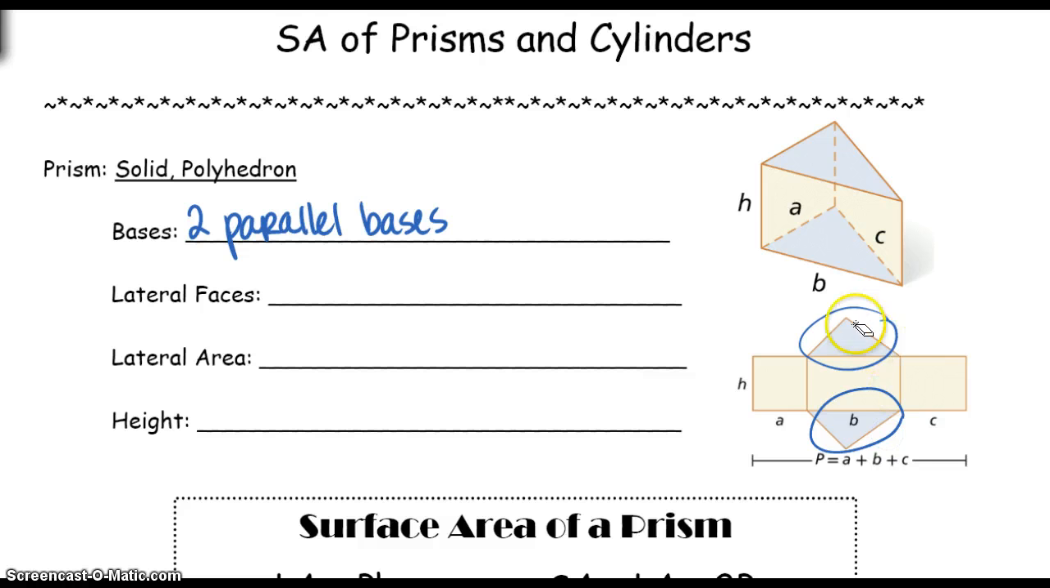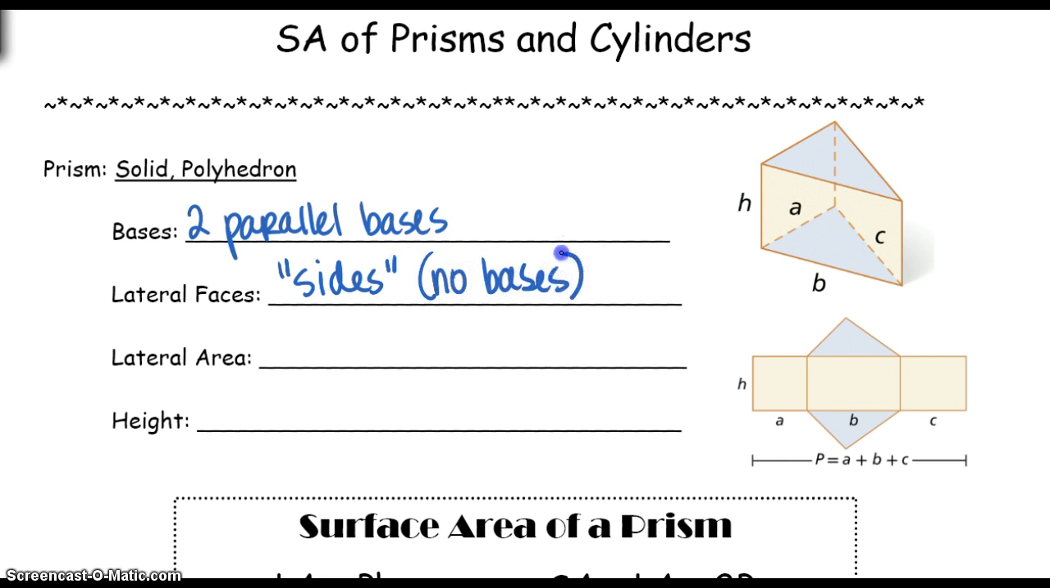You also can see here, this is called a net. This is when we unfold the prism. What does it look like? So those are the two bases right there. Lateral faces, okay, basically these are the sides of the prism, not including the bases. So lateral faces are the sides of the prism.